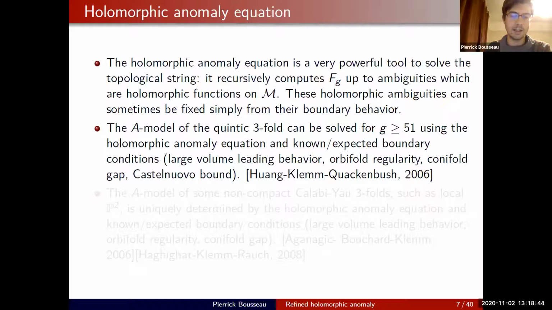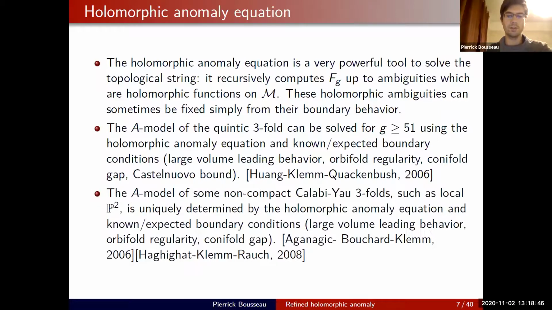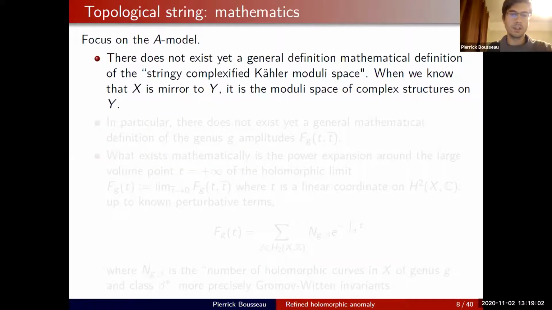And something even stronger is true for the A model of some non-compact Calabi-Yau threefold such as local P2. In such a case, the A model is uniquely determined by the holomorphic anomaly equation and known or expected boundary conditions. So this was essentially a physics overview of the topological string and the holomorphic anomaly equation. Now I'm making some more mathematical remarks.